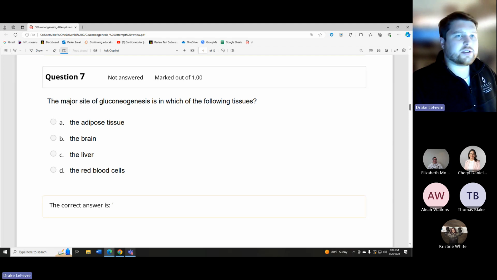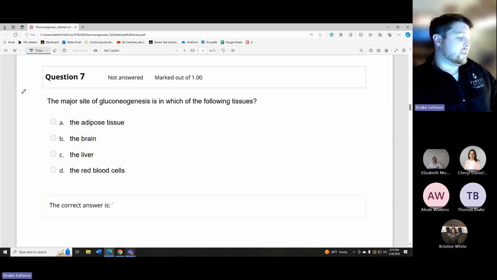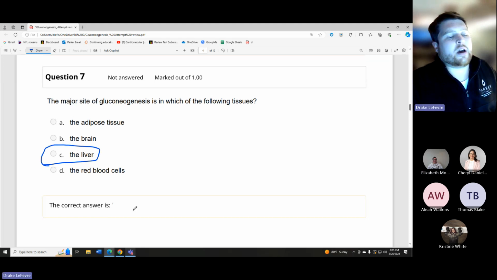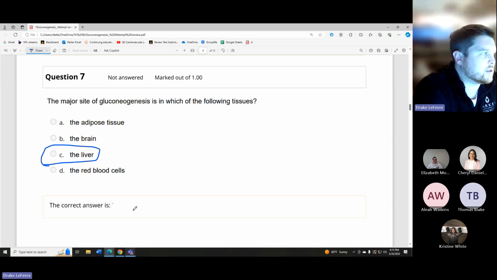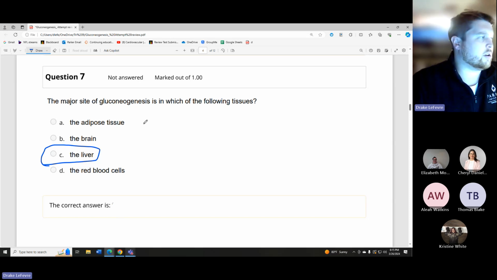Sweet. The major site of gluconeogenesis is which of the following tissues? Probably 75% of the time, if we're asking about glucose and where something happens, what should our answer be? The liver. Anytime we're talking about glucose, glycogen, all that sort of stuff, the answer is always going to be either the liver or the muscle tissue, because we don't store glucose or do the other glucose functions in anything else. It's all up to the liver. This is also why the liver is such an important organ within the body.